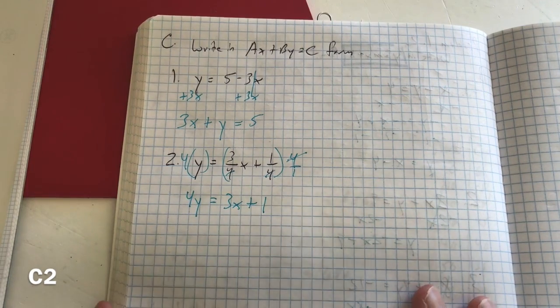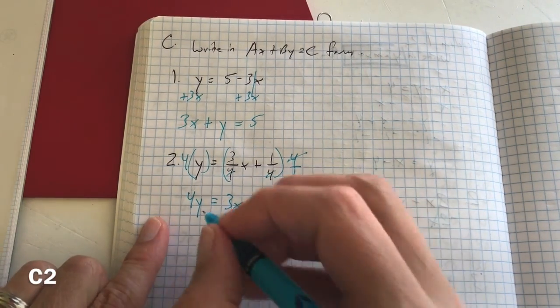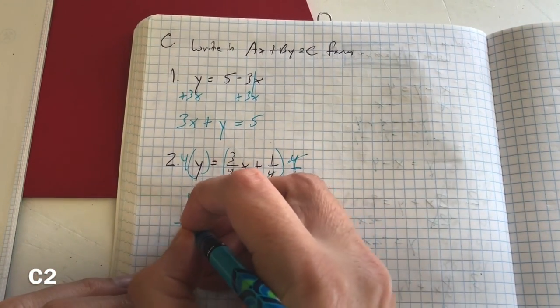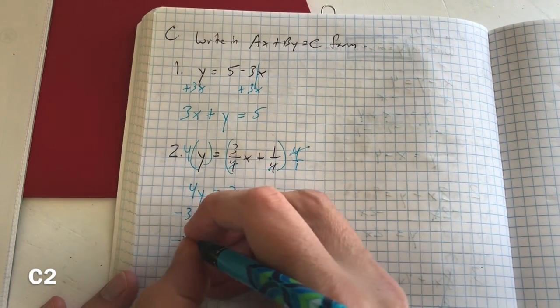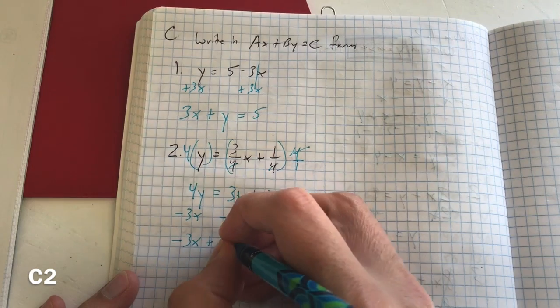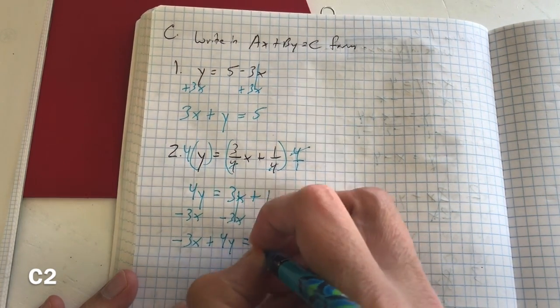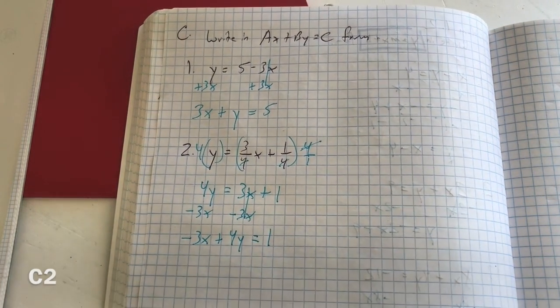And then after that, I just need to get that 3x out of there. So I do minus 3x here and minus 3x here. This is going to cancel. So my final setup is negative 3x plus 4y equals 1. And that's all we do for that.